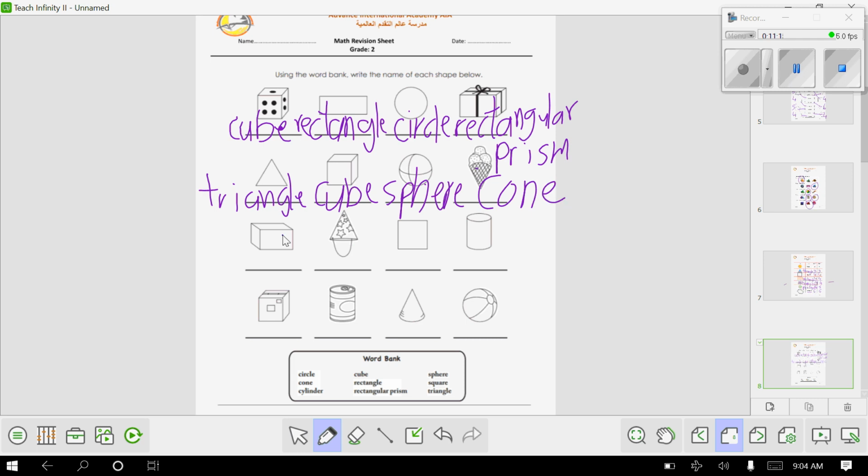What about here? Excellent, the 3D shape is a rectangular prism. Here, a cone again, the birthday hat. What about the 2D shape? Perfect, it's a square. Here, the 3D shape with two faces. Excellent, it's a cylinder.